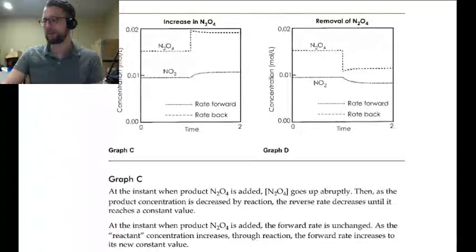Okay, so N2O4. This is the stress here. So we have a stress, and then we have a response, and that response is the N2O4 getting consumed as it forms extra NO2. And so NO2 is increasing.